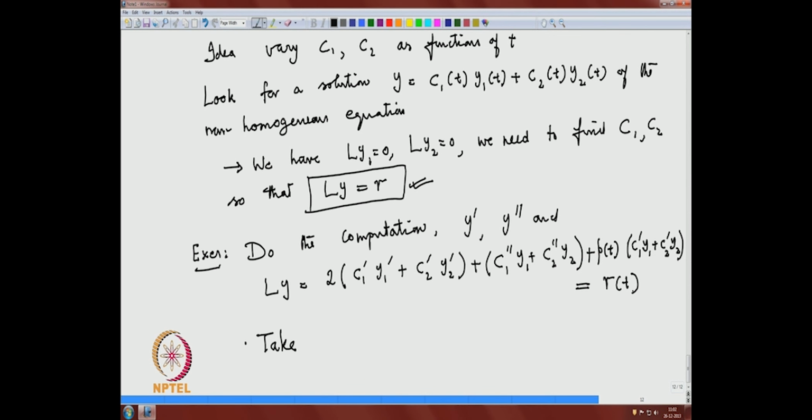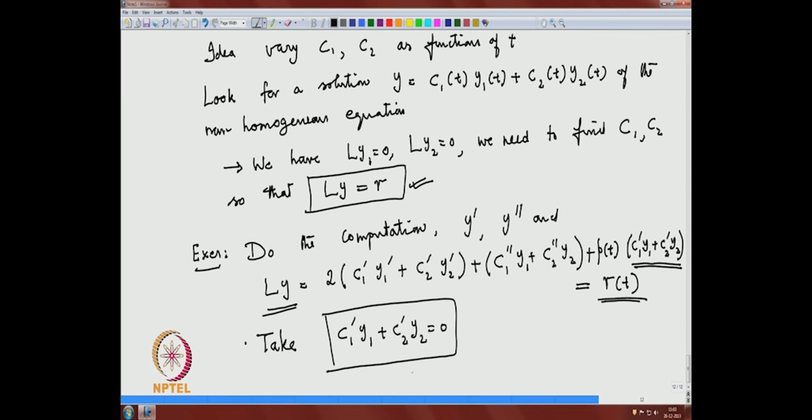You want that equation to be r(t) because you want y to be the solution to your non-homogeneous equation. So, we are trying to make a simpler thing. First you make this quantity 0. So, these are all imposed. You will have C1 prime y1 plus C2 prime y2 equal to 0, where y1 and y2 are given to you. So, you have one equation, let me call this equation 1.